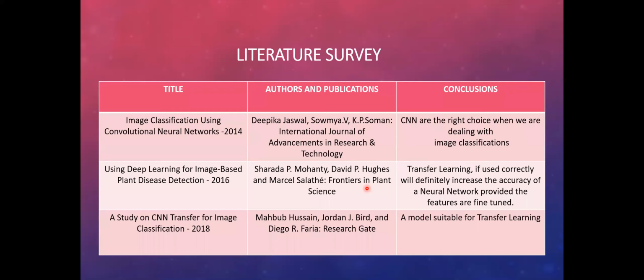The third paper is a study on CNN transfer for image classification, where they saw what model is suitable for transfer learning. There are many models that are built for transfer learning. So there is Inception V2, there is Inception V3, there is AlexNet, there is GoogLeNet. They made a comparison of those and told which model is suitable for transfer learning, and they explained the nuances of it. So that was about the third paper.